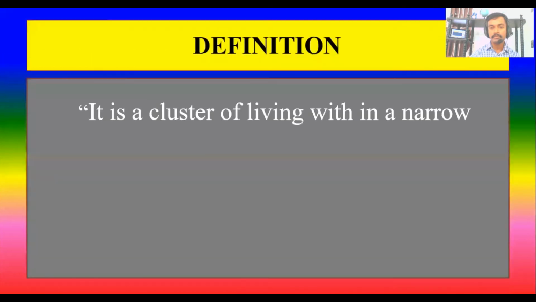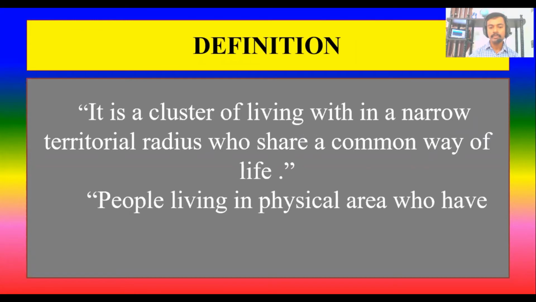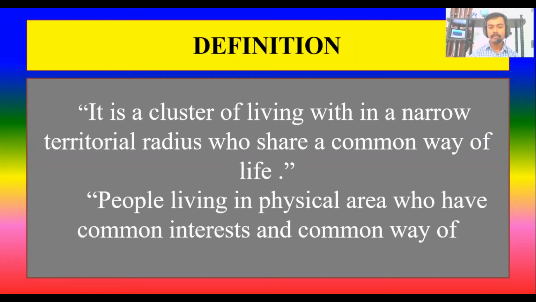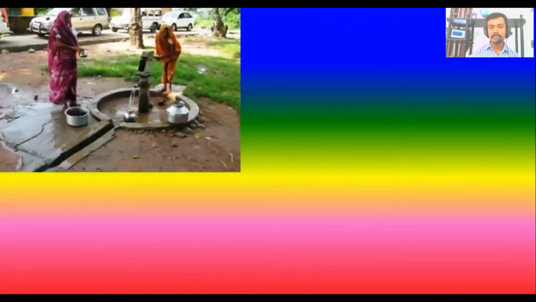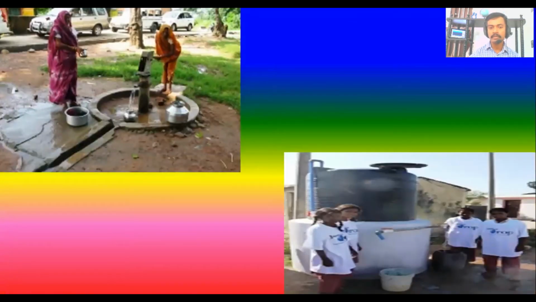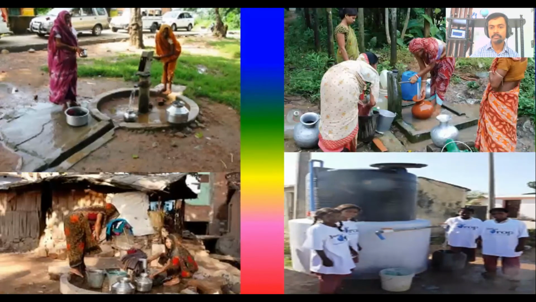Definition: it is a cluster of people living within a narrow territorial radius who share a common way of life. People living in a physical area who have common interests and common ways of satisfying them. So the key is common ways. Commonness is greater in rural areas than in other communities. Look at this reality of the villages. Some pictures are available, very useful for you.